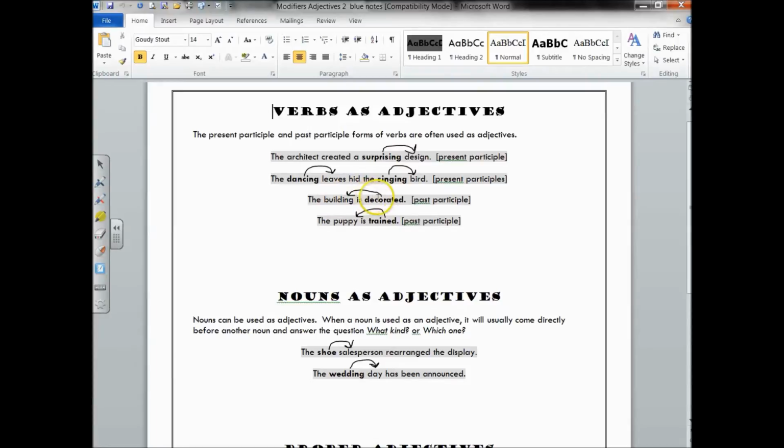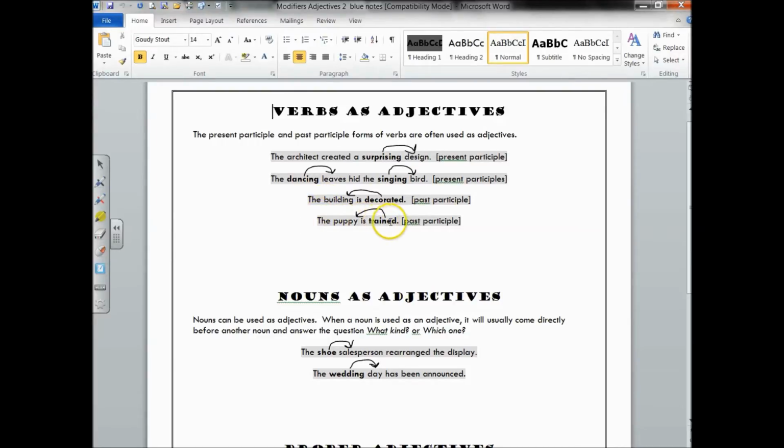The building is not doing any decorating. It's not doing it now. It didn't do it in the past. The building didn't decorate anything. The building is being described as being decorated, the decorated building. If you can move this word in front of the noun, then it's an adjective.